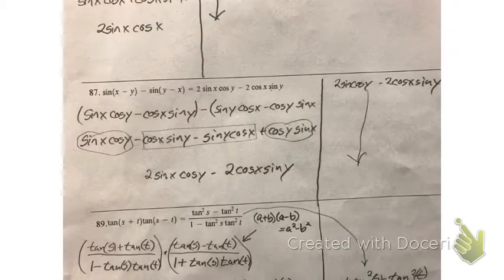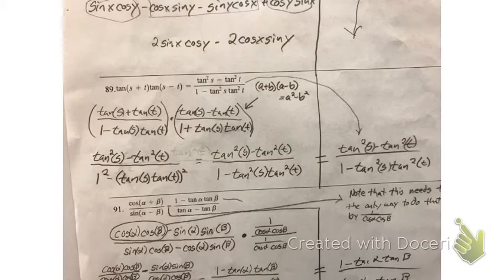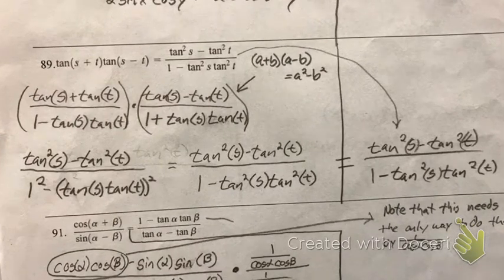So 89, you had to recognize what I've been saying over and over and over again. That's not 89. That's 87. It says specifically, I have tangent s plus t. I have tangent s minus t. Anytime you have those, it should be a knee-jerk reaction that you write them as their expanded form. That's how you start every one of these problems.